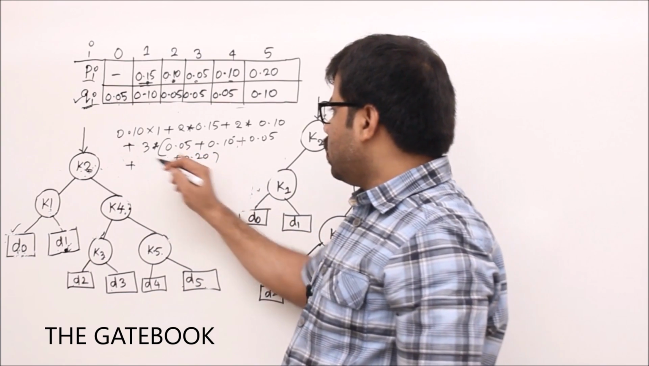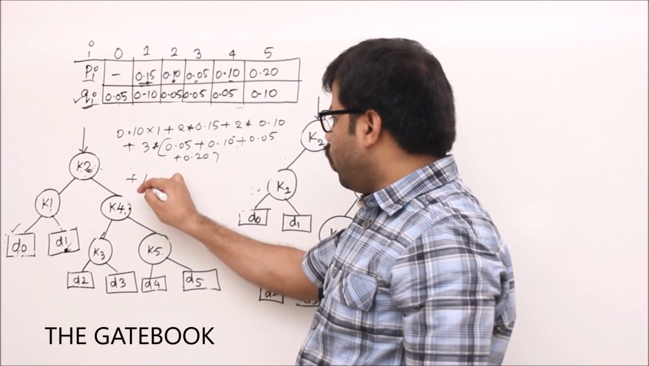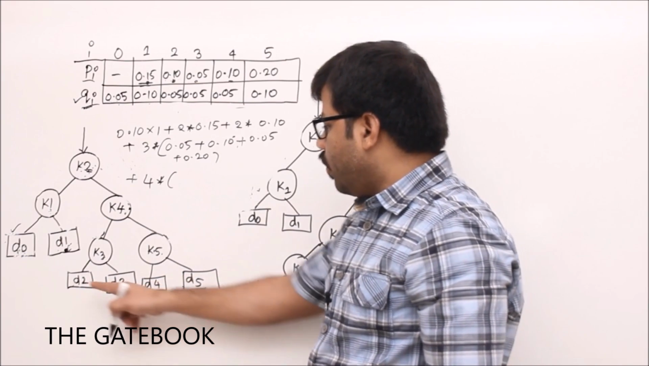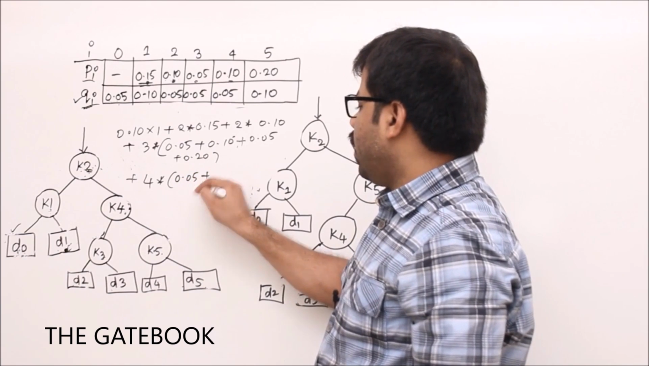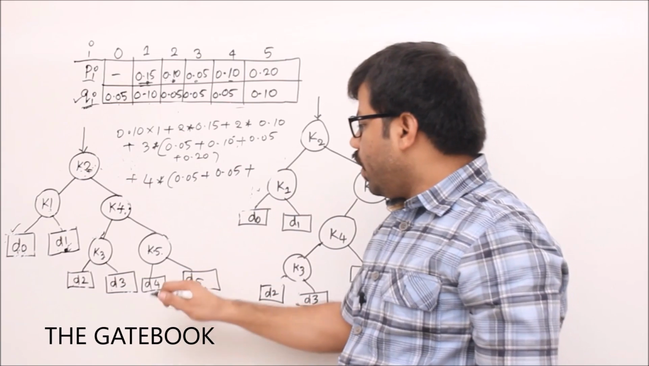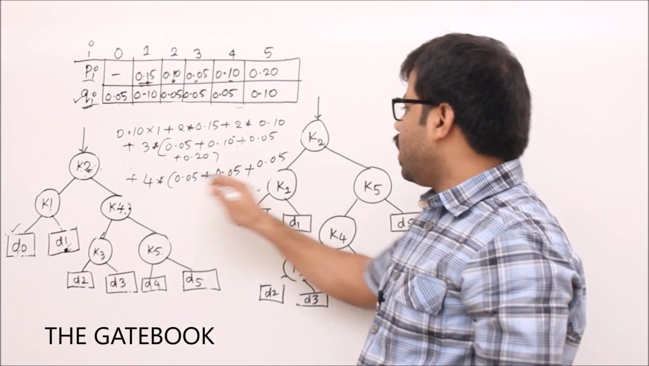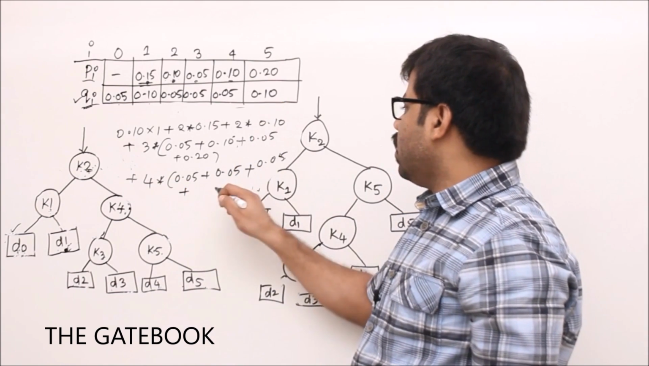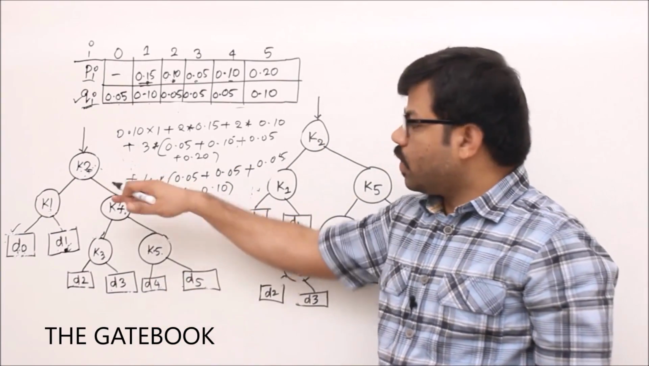Then altogether is 3. Then what is the next penalty level? This one. The penalty is 4, and how many frequencies do we have? D2, D3, D4, D5. Frequency of D2, Q2, 0.05, plus the frequency of D3, which is 0.05, plus 4 into D4's frequency, which is 0.05. That's why I am taking 4 as common, plus 4 into D5. What is D5's frequency? 0.10. This will be the cost of every node.